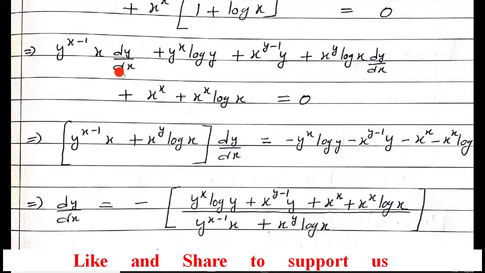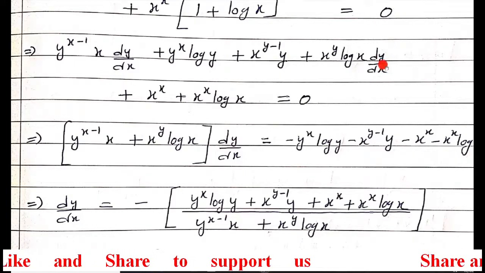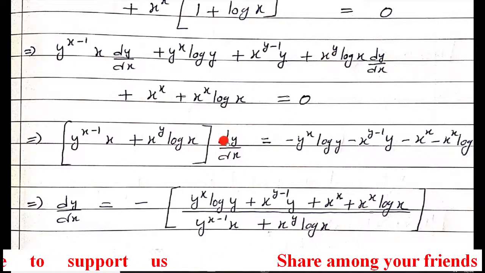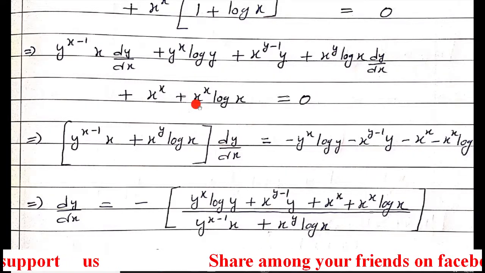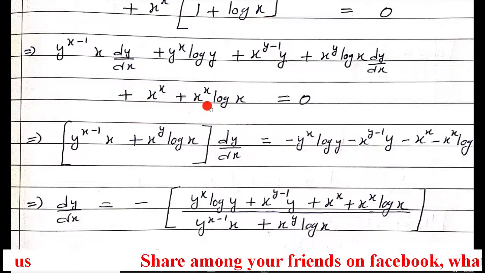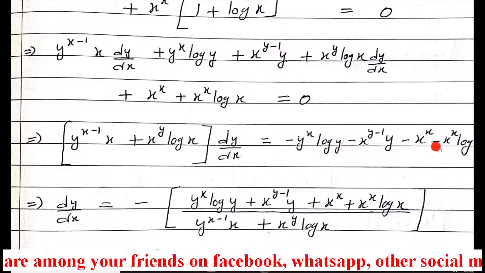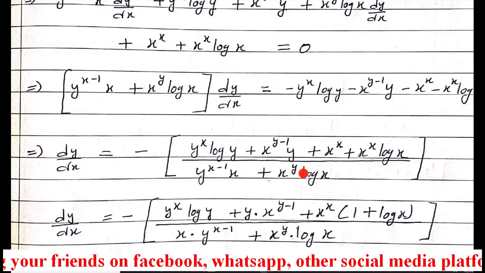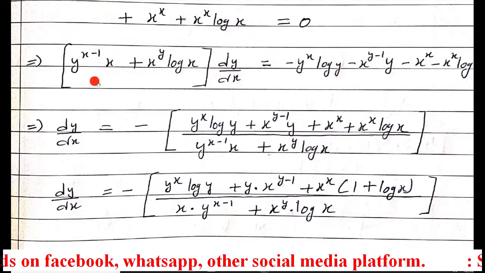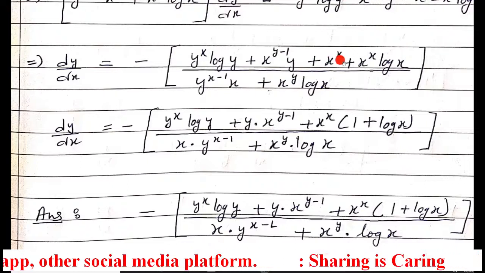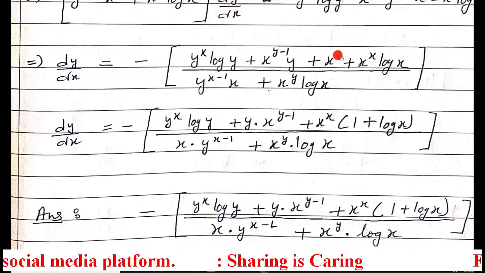Now this term has dy over dx, this term also has dy over dx. So from this term and this term take dy over dx common, and the remaining other terms which don't have dy over dx shift to the right hand side. So all will get a negative symbol. Now here, since this is in multiply, it will go in divide. And now here in these two you can see x to the power x is common, so take it common, you will get this.